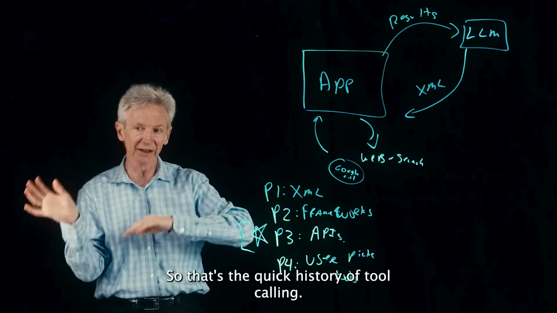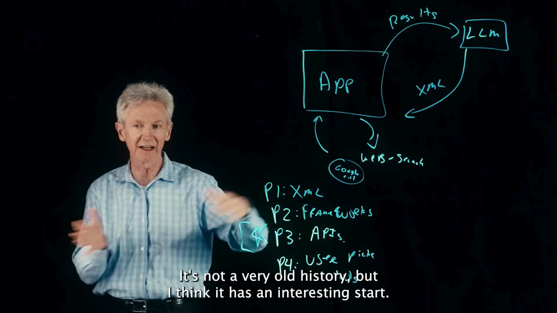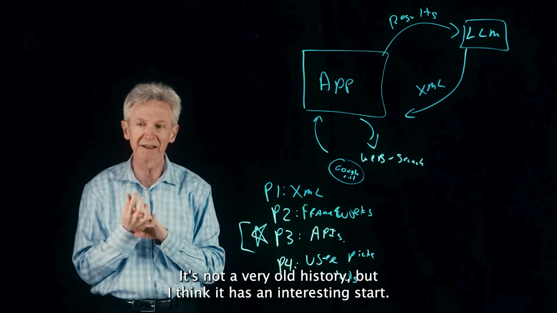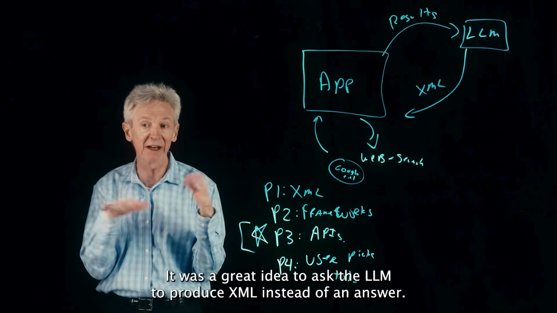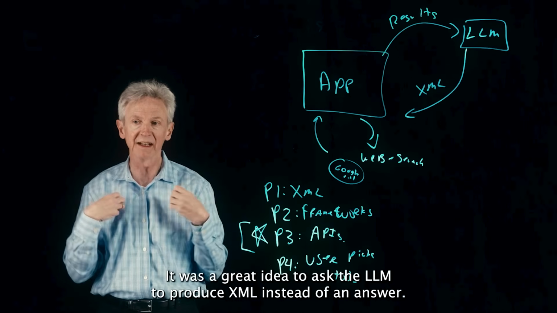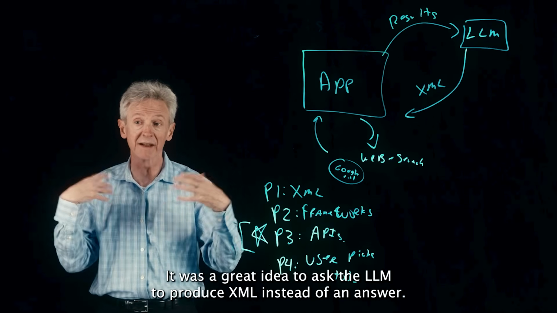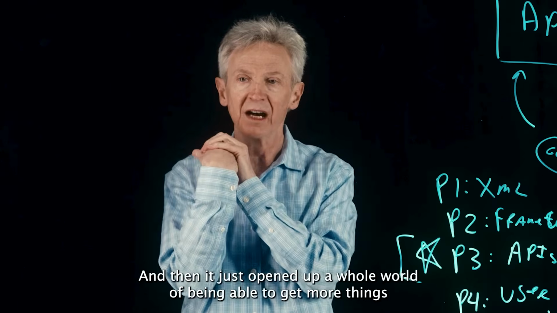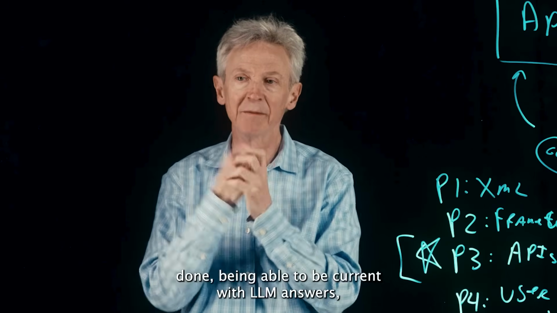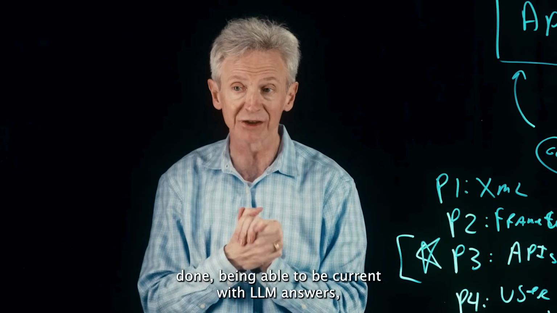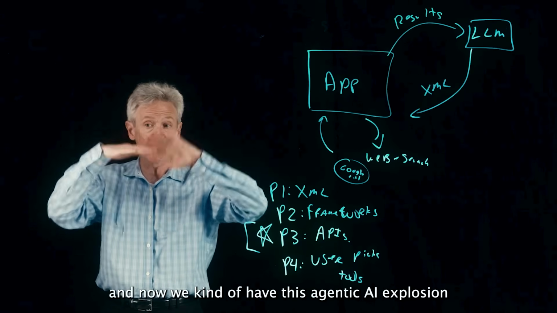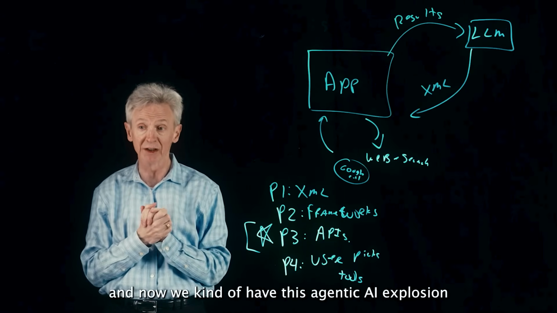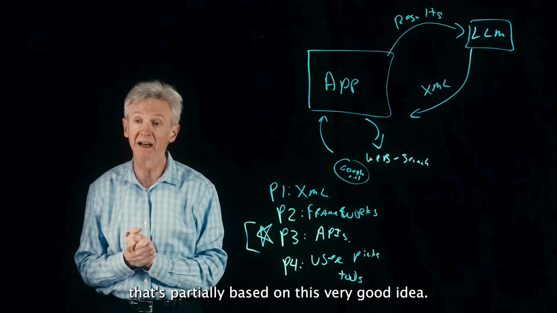So that's the quick history of tool calling. It's not a very old history, but I think it has an interesting start. It was a great idea to ask the LLM to produce XML instead of an answer. And then it just opened up a whole world of being able to get more things done, being able to be current with LLM answers. And now we kind of have this agentic AI explosion that's partially based on this very good idea.